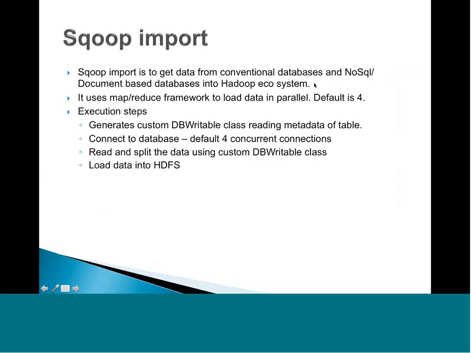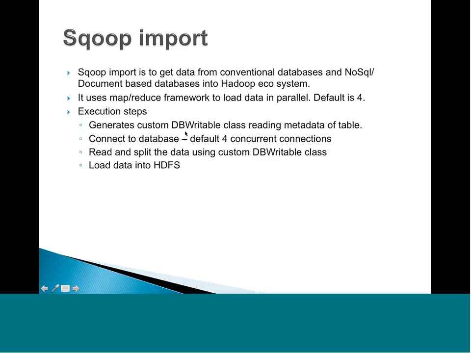Sqoop import is to get data from conventional databases as well as NoSQL or document-based databases into the Hadoop ecosystem. When we say Hadoop ecosystem, it could be an HBase table, a Hive table, or a plain HDFS directory. It uses the MapReduce framework to load data in parallel, and the default is 4. It will try to use 4 threads in parallel to copy the data from the source to your target. First it will generate a custom DB writable class reading the metadata of the table. Then it will connect to the database.